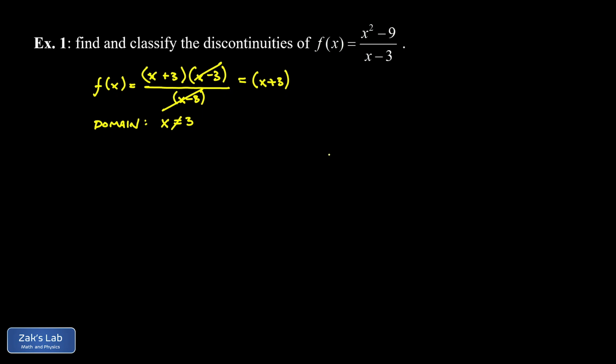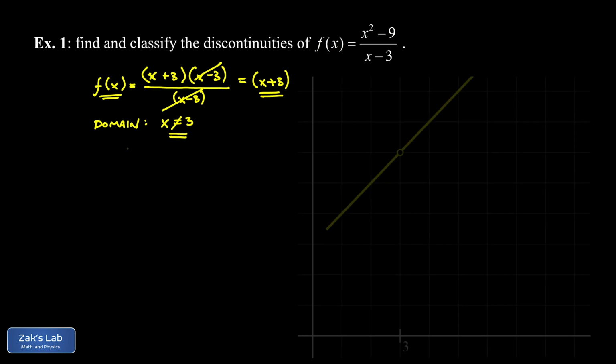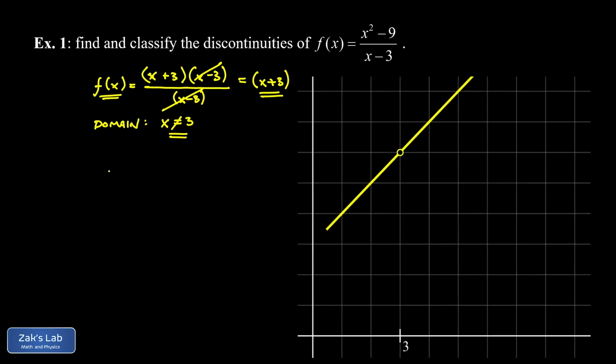And before I finish officially classifying this discontinuity, I want to take a look at the picture of this function. When we graph it, we can get almost every point on the graph right by just plotting f of x equals x plus 3, which is a line with slope 1 passing through a y-intercept of 3. But we have to poke a hole in this function when x is equal to 3 because that's not in the domain. So this one gets classified as a removable discontinuity. And we're going to say there's a removable discontinuity at x equals 3.